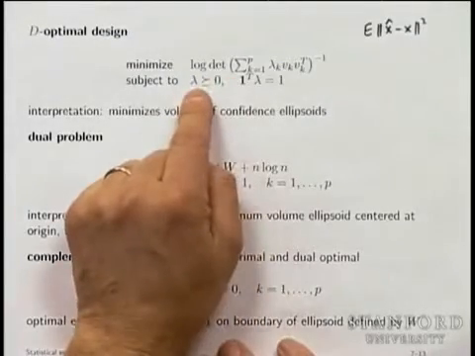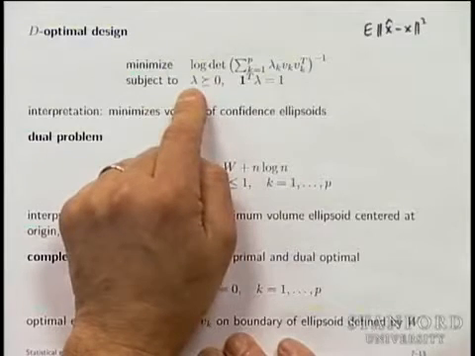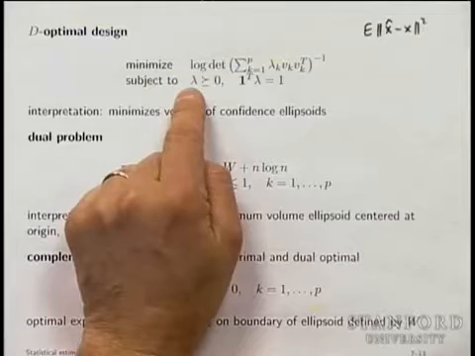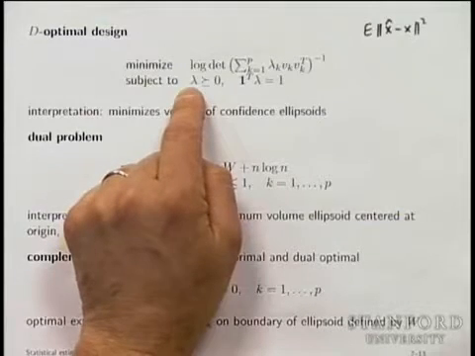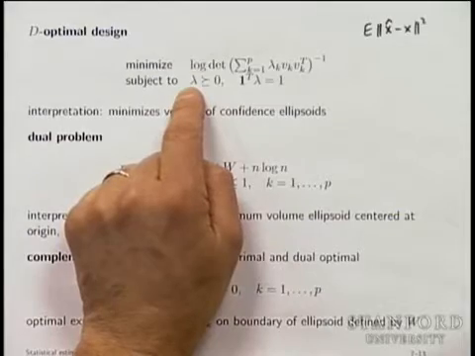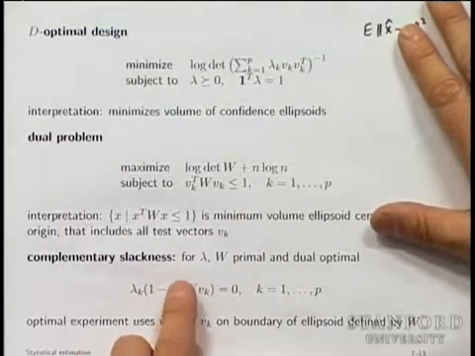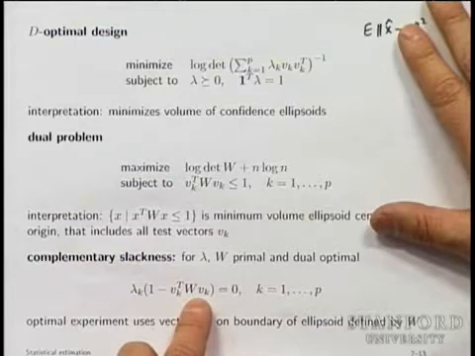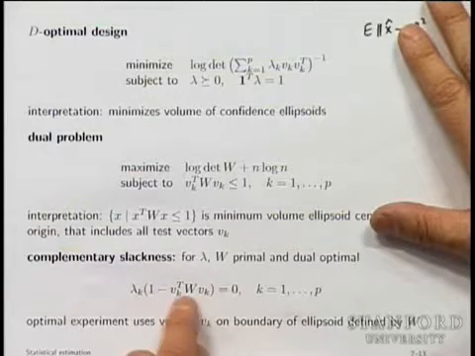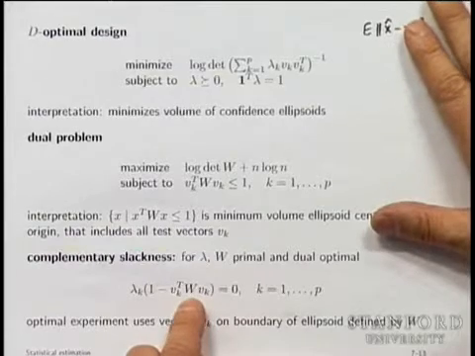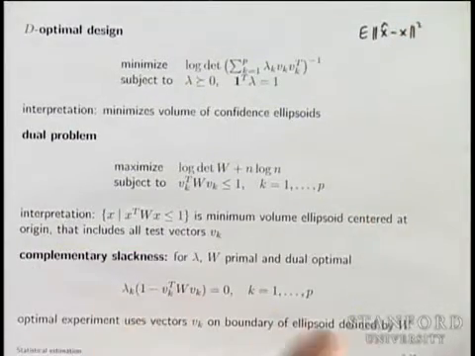Complementary slackness says that if lambda 3 is positive, it means you'll actually use V3. You'll actually do a positive number of those experiments. Then you must have 1 minus VK transpose W VK equals 0. That means VK is on the boundary of the minimum volume enclosing ellipsoid.